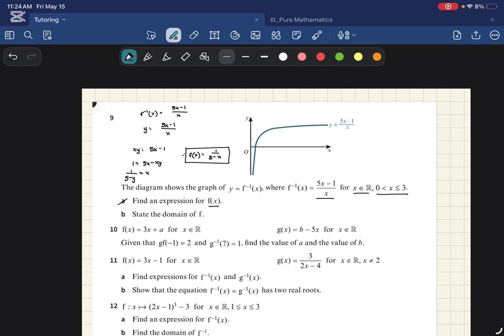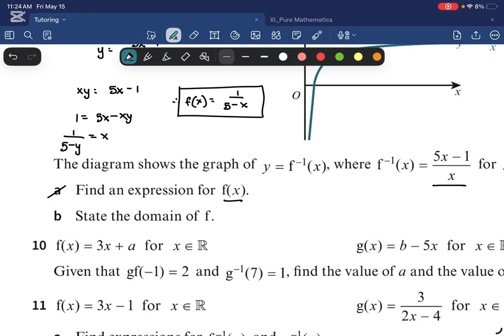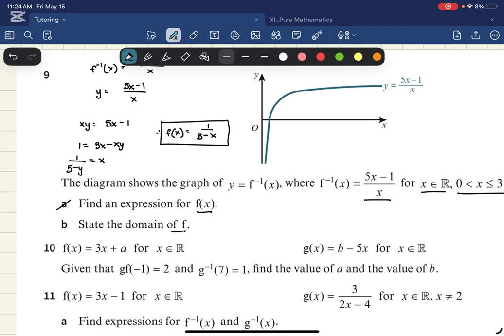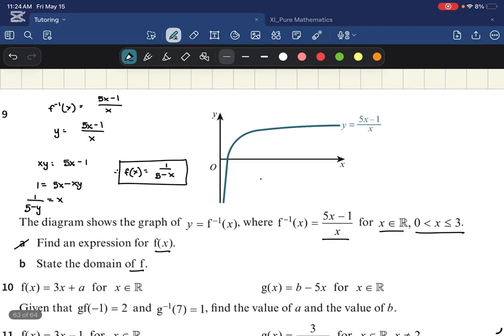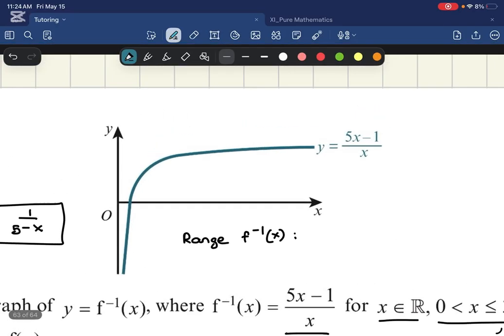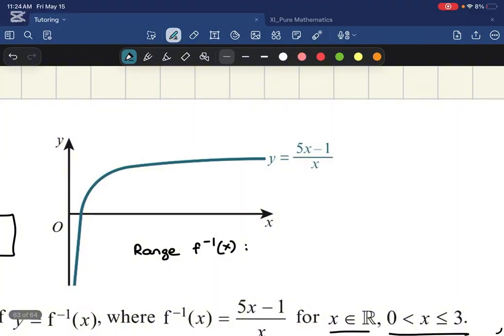All right, so that is the expression for f of x. Now state the domain of f. All right, so now let's look at the graph of this function. So the range of f inverse of x seems to be, so let's think about it, right? Well, it goes down until -infinity. And then it goes up, it increases, and now we want to figure out whether this graph becomes constant or is it still increasing, right?